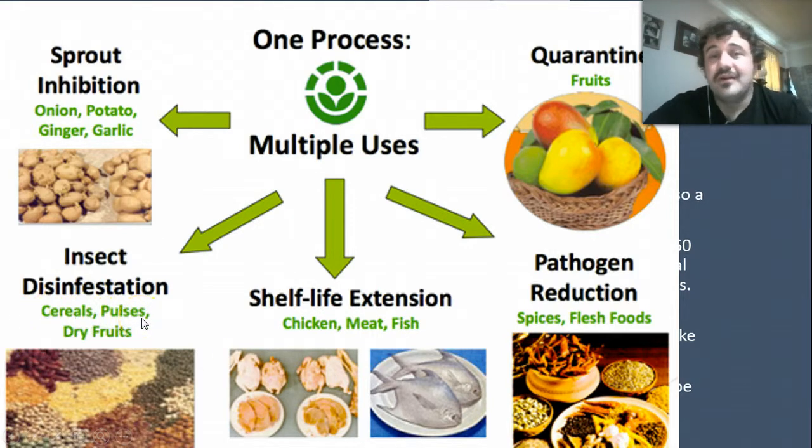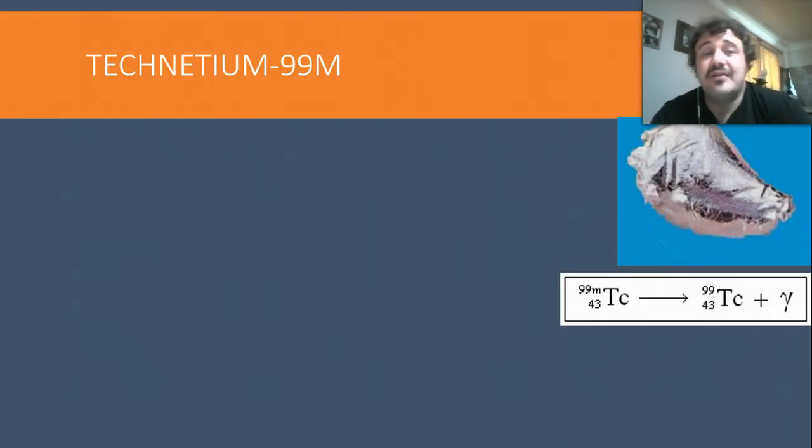We can kill off insects which tend to live in it, and we can also kill the food, which is kind of what you want. You don't want food, particularly roots, that you're going to have to store for a while, to continue to grow. You want them to be stopped growing, because if they continue to grow, that can cause all sorts of problems too. Alright, so technetium-99m.